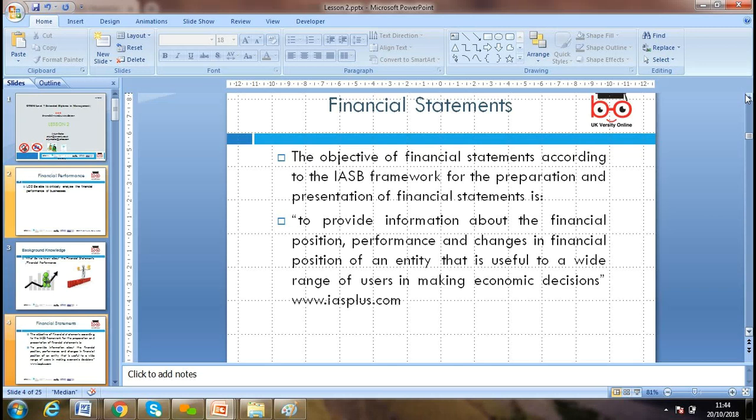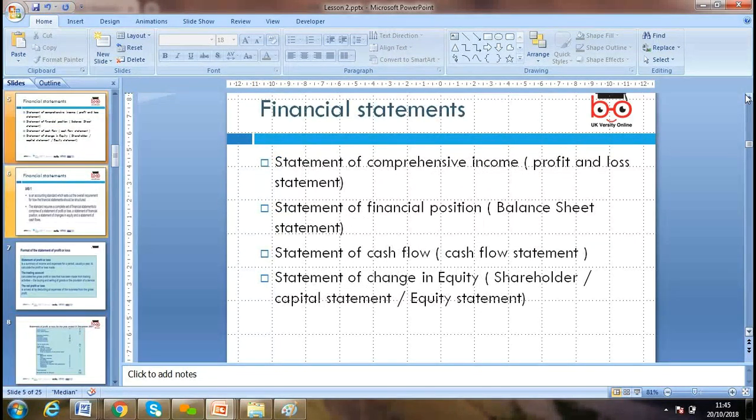If those are financially sound and financially healthy companies, they will provide us more sustainable employment. So it is always good to look around. Making economic decisions: you may want to invest, you may want to apply for a job, or you may be a supplier who wants to provide credit or sell them goods. All decisions can be made on the basis of looking at the financial statements.